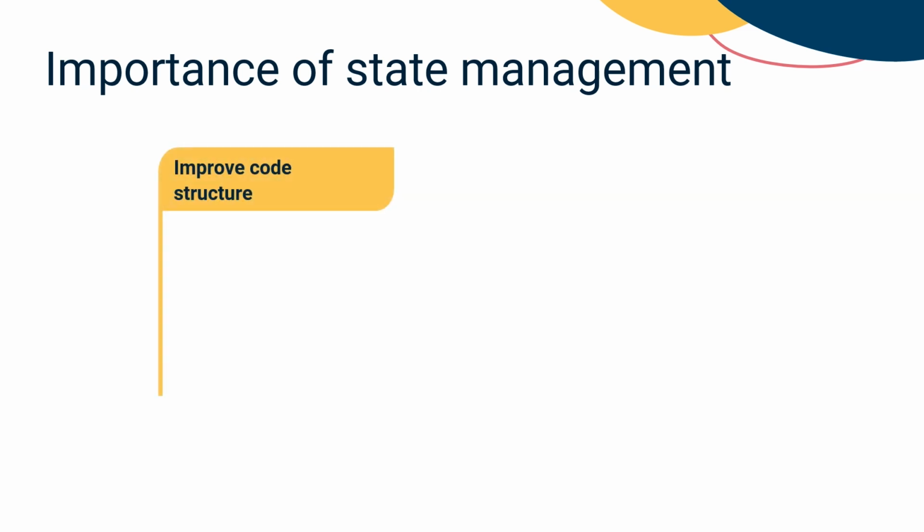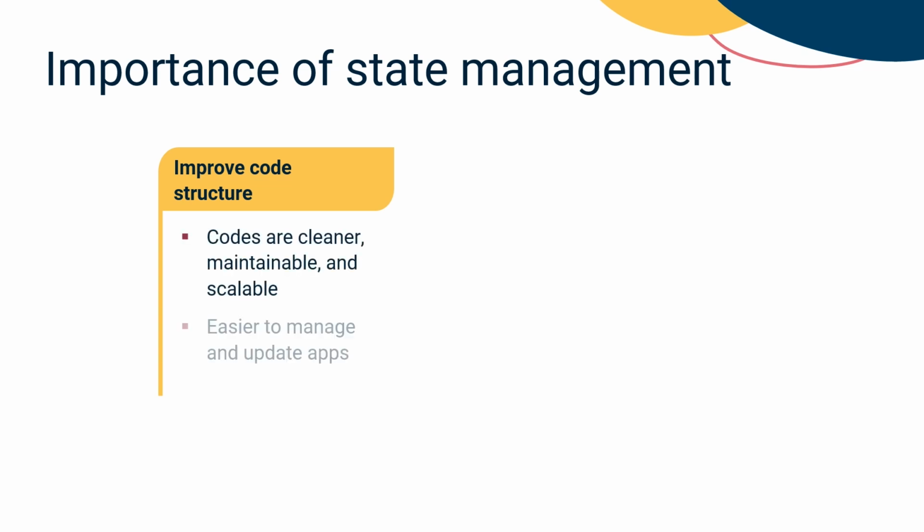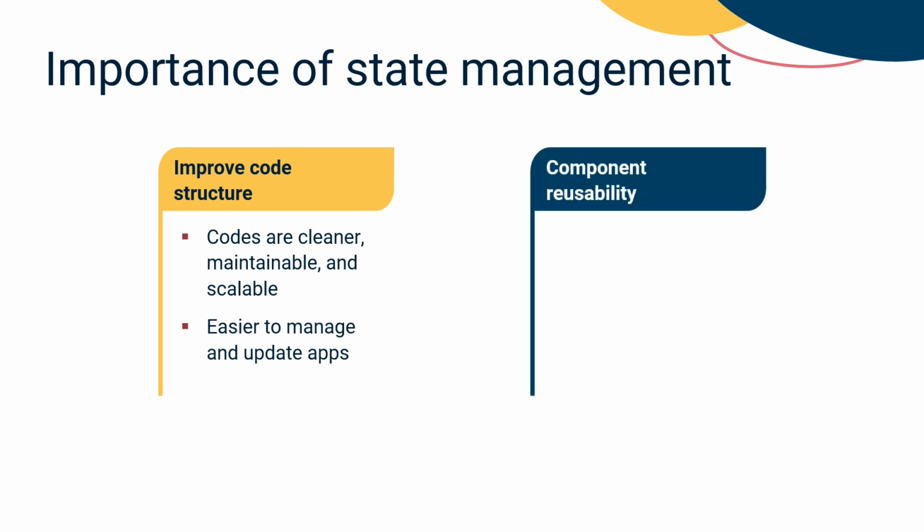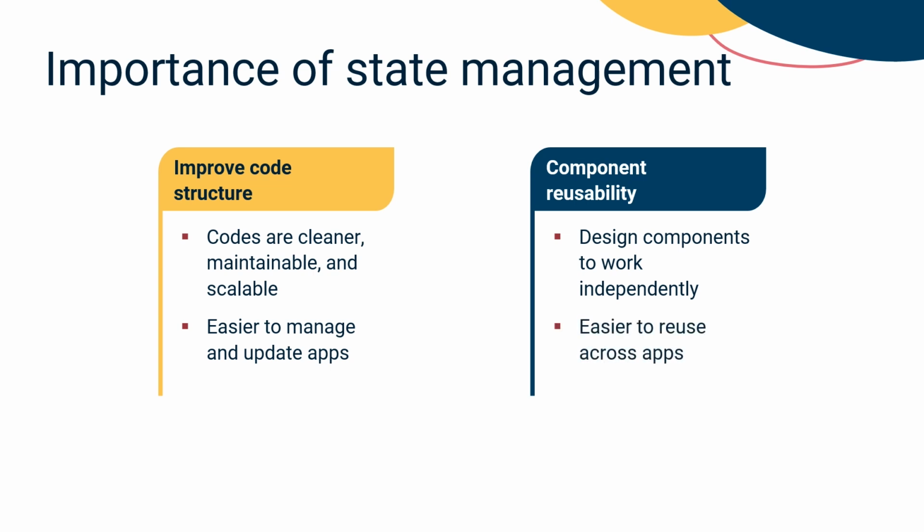Using state management hooks like useState and useReducer leads to cleaner, more maintainable, and scalable code, making it easier to manage and update the application. Lastly, proper state management improves component reusability and maintainability, as you can design components to work independently with their state. This makes them easier to reuse across the application.